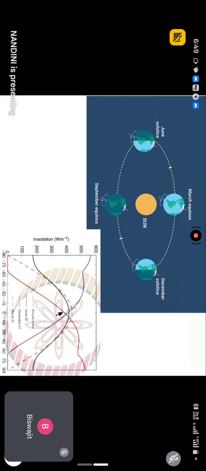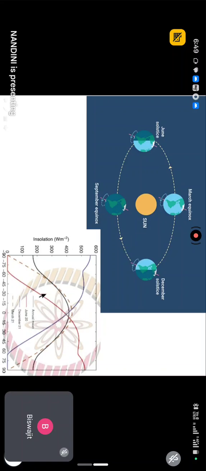So if you combine both the seasons, you can see the net incoming solar radiation that is being received by the region after you combine the highest summer value and the lowest winter value. You get a mean value of around 150 watt per meter square, whereas at the equator the values are equal during both summer and winter, so we have around 400 watt per meter square.